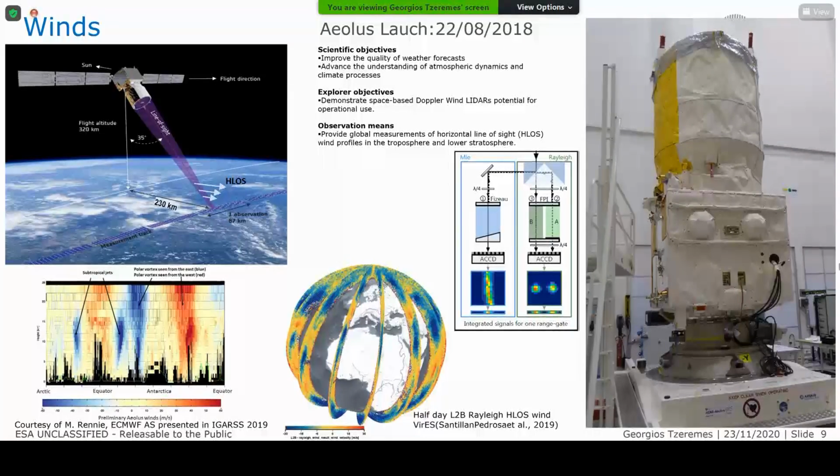We're talking of a single instrument mission, which is quite big, as you can see on the right side. And then you see again the same principle that we split with the Fabry-Perot the Rayleigh and the Mie channels. And we don't use PMTs for this type of application in space. We use ACCDs.